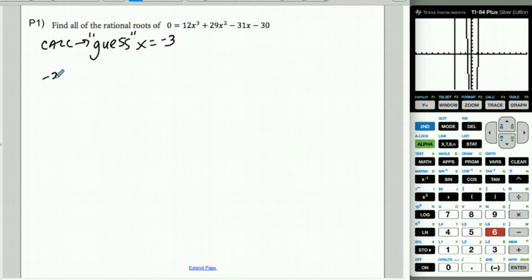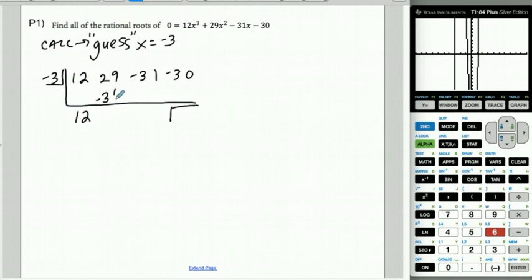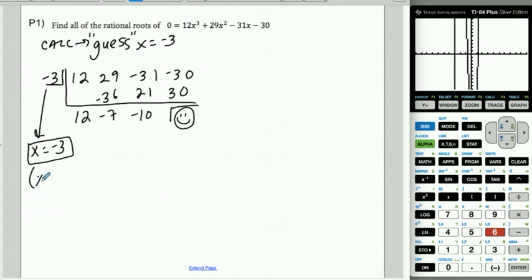And if you tried that, right, you do a -3, and then you have your 12, 29, -31, -30, right? So I drop the 12 down and multiply, add straight down, multiply, add straight down, and then shockingly it works, and I'm not at all surprised because yay, clever guessing, right? So I now know that x equals -3 is one of those rational roots, and if you need to write it, the factor would be x plus 3. What's left, right, this is my number, my x and my x squared, what's left is a quadratic trinomial that I can factor.